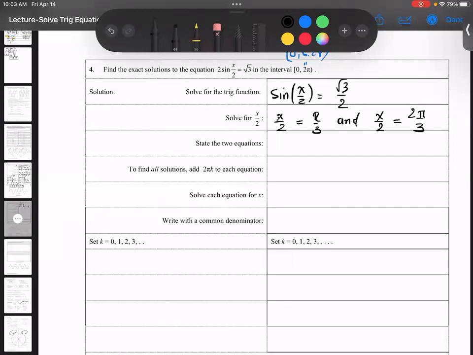State the two solutions. Well, two equations, that's the same thing. They asked me to do the same thing. You can just skip that step. That's fine. What I'm going to do next, I'm going to add 2 pi k to this equation, right? Because the period of sine and cosine is 2 pi. So x over 2 equals pi over 3 plus 2 pi k. It's the same thing, but let's just do what they asked us to do. And x over 2 equals 2 pi over 3 plus 2 pi k.